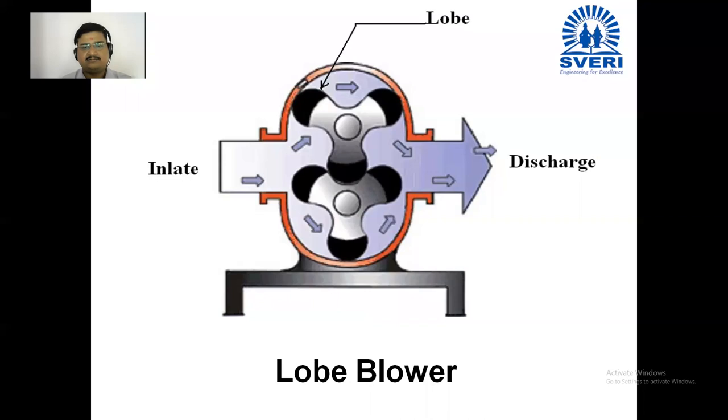Yes, sir. Okay. Now the diagram is very simple, but it looks simple, yet it is very complicated. And why is it complicated? Because we are unable to draw the lobe of the accurate size.